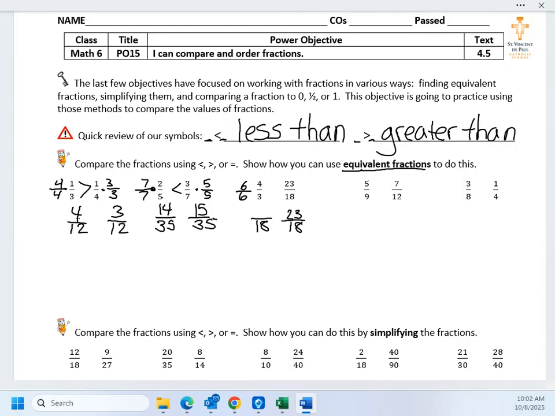3 times 6 is 18, so 4 times 6 is 24. I didn't have to do a ton of work. I didn't have to multiply those big numbers. Always check if you only have to change one set of fractions. Okay, it makes it easier. You're gonna do the rest of those on your own.